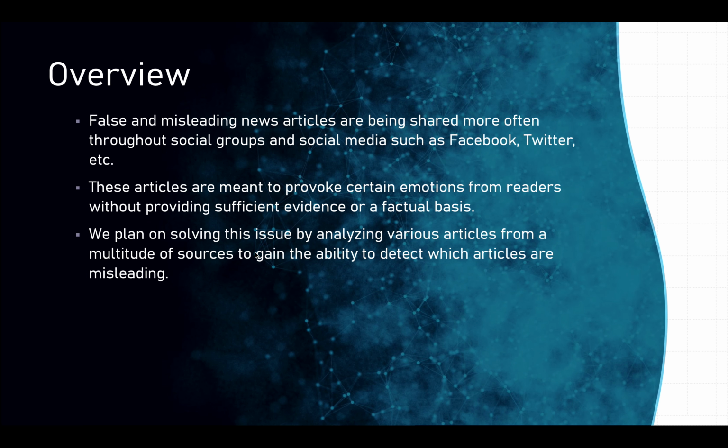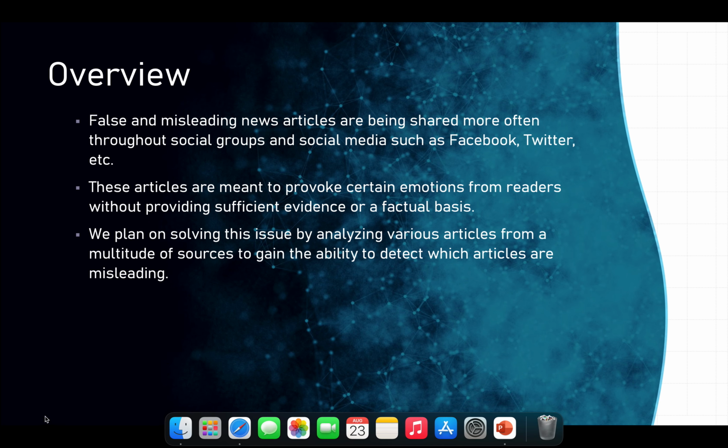A little overview about our problem. False and misleading news articles are being shared more often throughout social groups and social media, such as Facebook, Twitter, etc. I'm sure that we have all seen articles on these social platforms that just don't seem right. These articles are meant to provoke certain emotions from readers without providing sufficient evidence or a factual basis. But we plan on solving this issue by analyzing various articles from a multitude of sources to gain the ability to detect which articles are misleading.